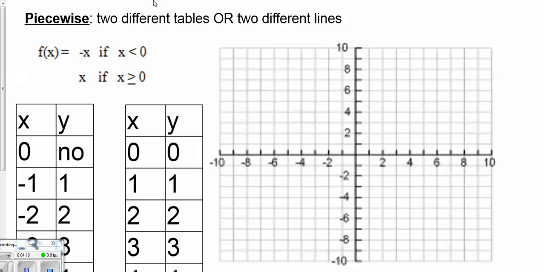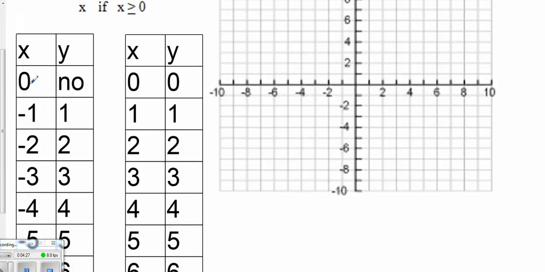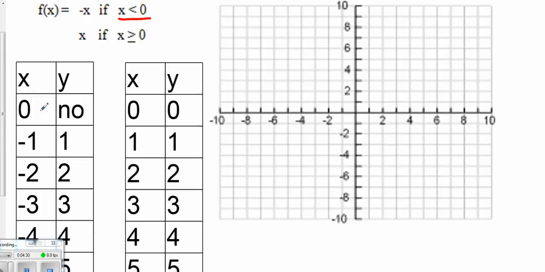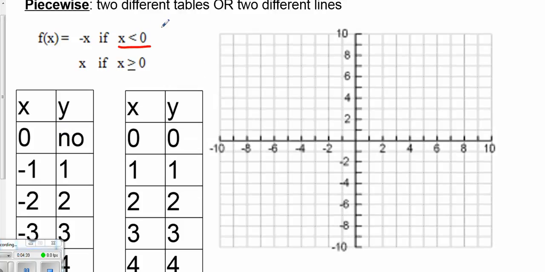So if we were to look at two different tables, this table over here is all of our x's that are less than 0. Okay, so notice all of the x values I picked are less than 0. I also picked exactly 0 and wrote in no or can't do. That one won't work. We can't have x being equal to 0 because it specifically says this only works if x is less than 0. So all of our y values that we're getting out right here come from this function, f of x equals -x. So all of the x values, we just take the opposite of them.